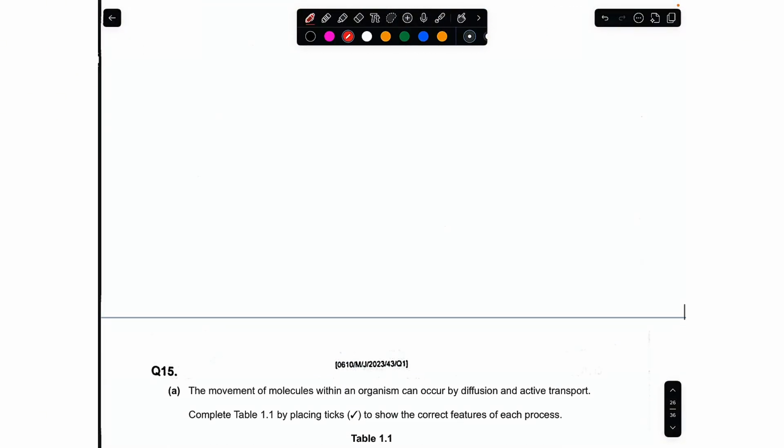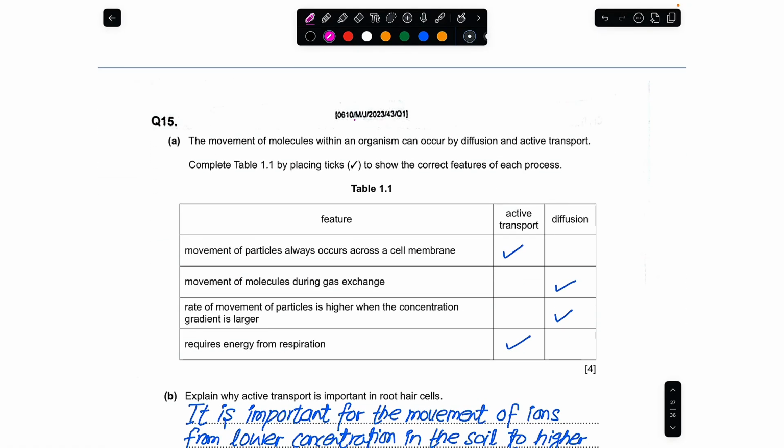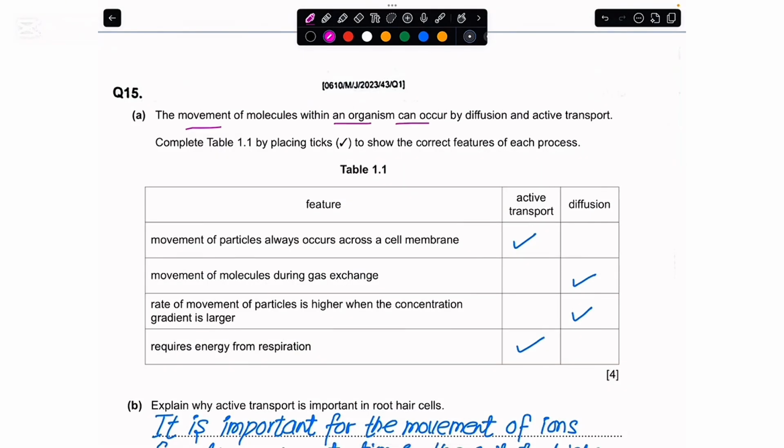Moving onward to the next question, and this appeared in the May June of 2023. This was theory paper variant 4.3, and this was question number 1. What they are saying is that the movement of the molecules within the organism can occur both by diffusion and active transport. And we are required to complete table 1.1, where we have to put a tick to show what feature is shown by diffusion or active transport.